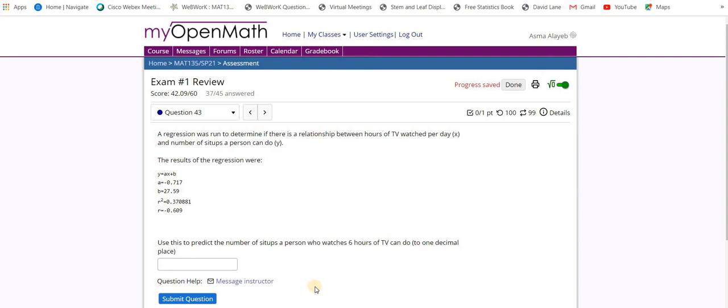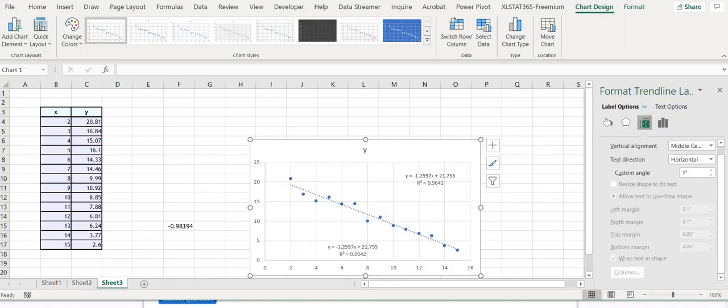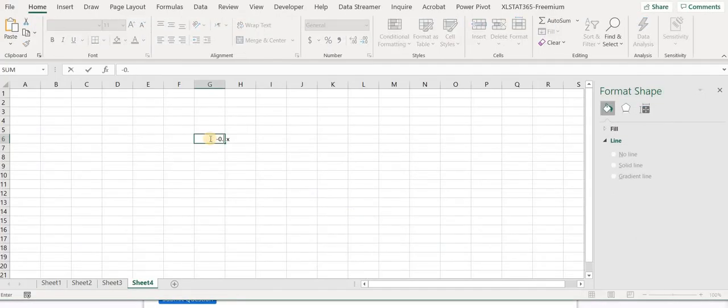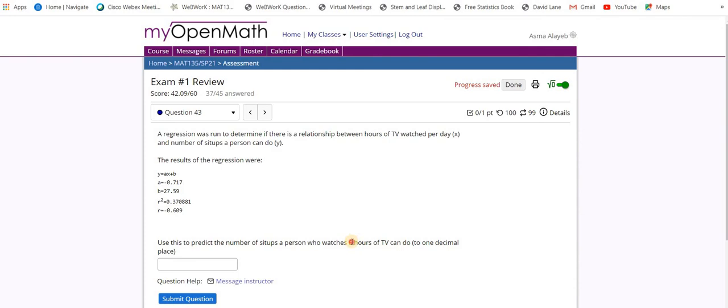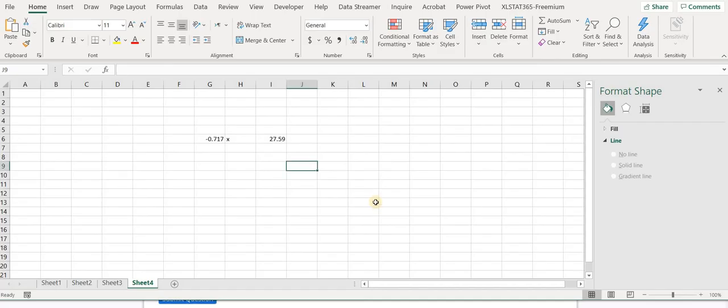So our equation is negative 0.717x plus 27.59. So our equation is negative 0.717. I'm going to write the x right here, plus 27.59. So I'm going to write 27.59 right here. Now I know the equation. I want to predict a value when x is equal to 6 hours. So if the person watches 6 hours, what is the number of sit-ups a person can do? So I'm going to replace x with 6.